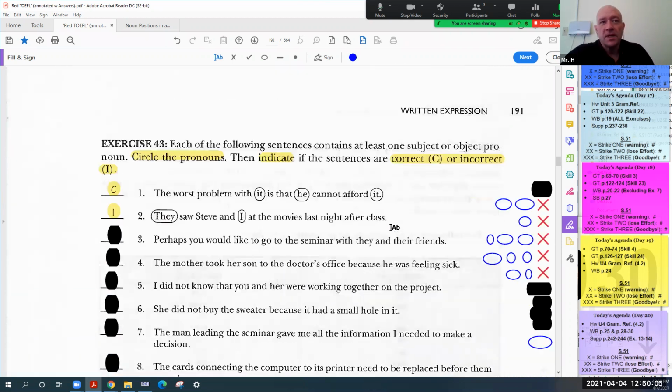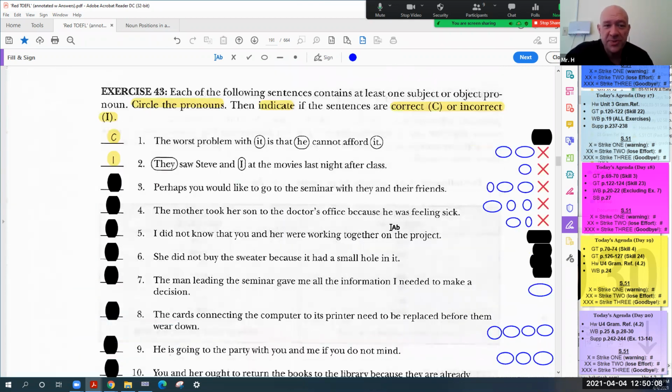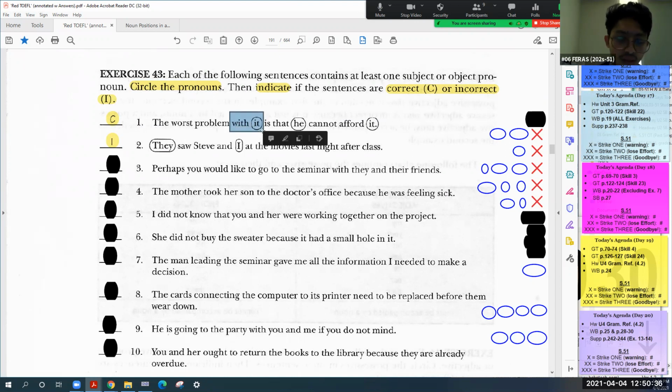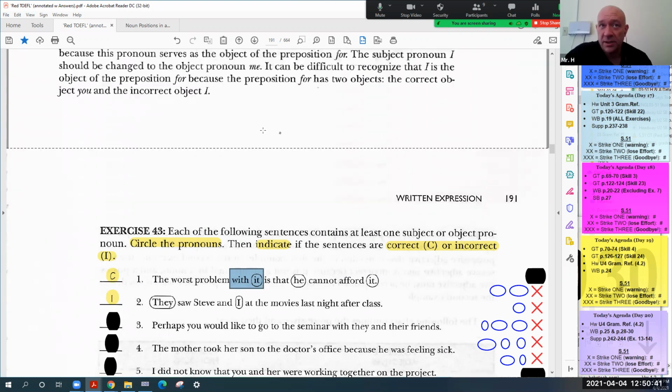Okay, all right. Let's go down. Exercise 43. Gentlemen, Faraz, what do we do? Circle the pronouns, indicate correct C or incorrect I. Can you explain the first one? The worst problem with it, that he cannot afford it. Explain each circle. It is a subject. Is it a subject? No, is it a verb?